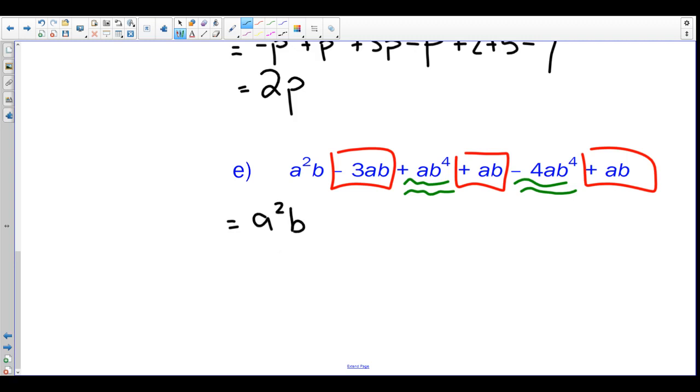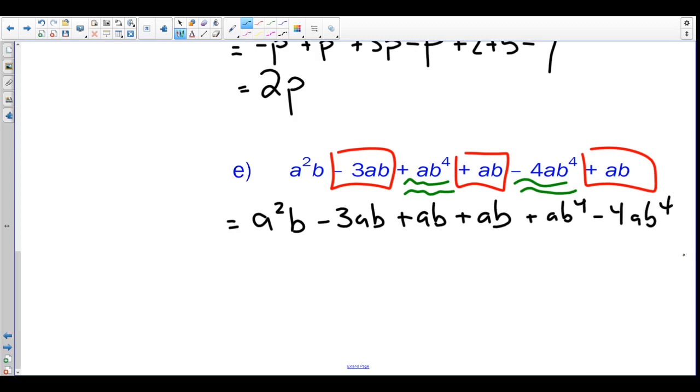Then we'll put our ab's together. So that's minus 3ab plus ab plus ab. And then we'll put our ab to the exponent 4's together. So that's plus ab to the exponent 4 minus 4ab to the exponent 4. A squared b is a loner. It's all by itself, so we don't add it or subtract it with any other term.